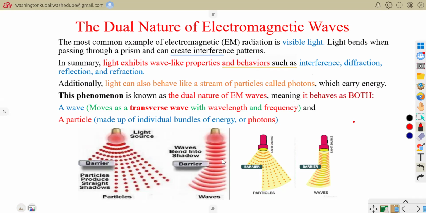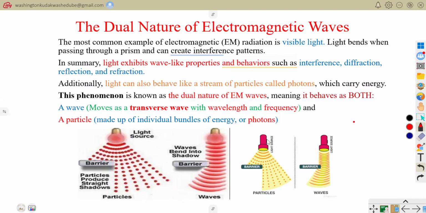So let's use this diagram to follow through what we are saying. We are saying that light at some point can be interfered with, meaning it can behave like a wave, which is to say there is some interference. And whenever we present a barrier, there can be a shadow of this light. Within the shadow, the particles produce what you call straight shadows, which shows that waves have bent into a shadow. So the light waves have bent into a what? Into a shadow. That's a behavior of a wave.